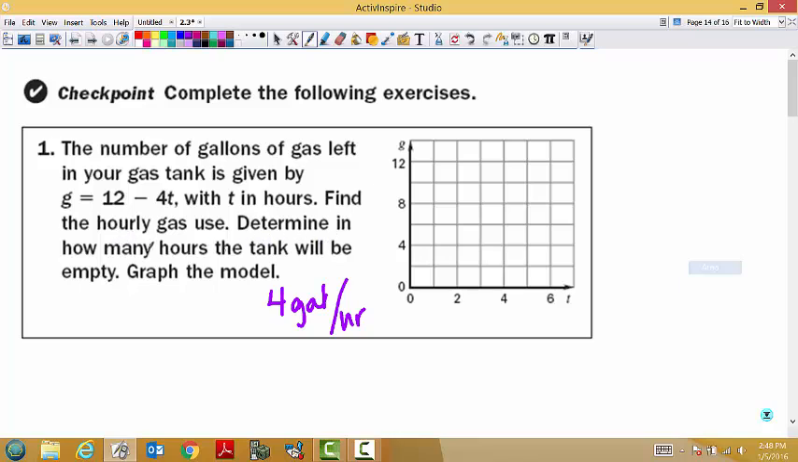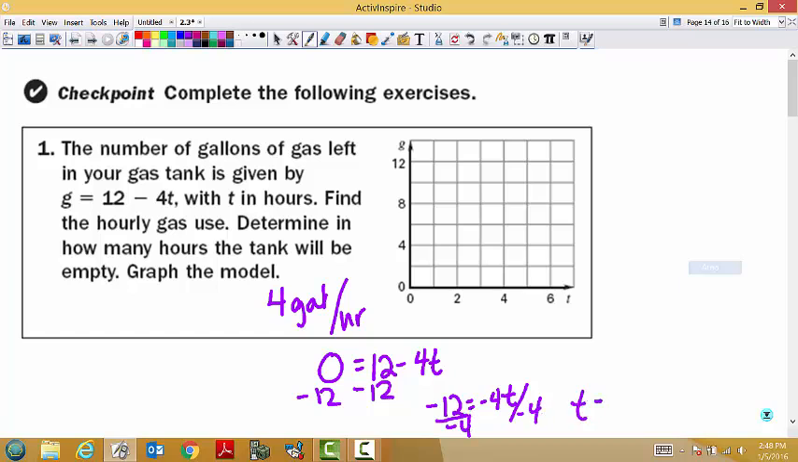Determine how many hours until the tank is empty. So G is the number of gallons left in your tank. So you just set it equal to 0 and you work it out. Minus 12 divided by negative 4. So it will be empty in 3 hours.